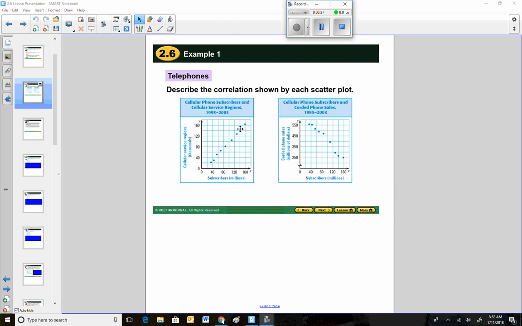That's a positive correlation. And then over here we will notice the cell phone subscribers versus, let's see, corded phone sales. Oh boy, this is old. So what you would do is you look at the points as subscribers continue to go into the millions. You'll see fewer and fewer who actually have corded phones. And this goes down when you go left to right. And so that's a negative correlation. All right.